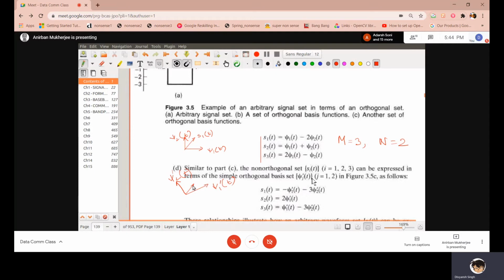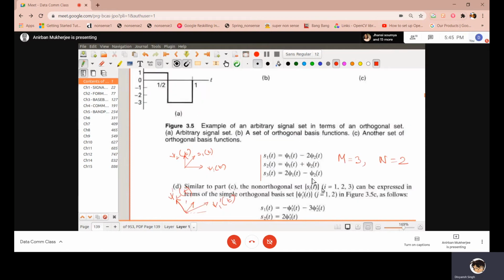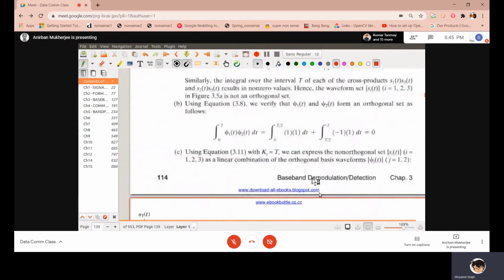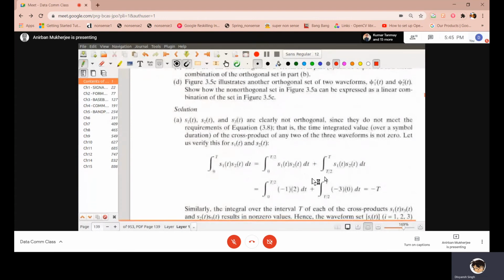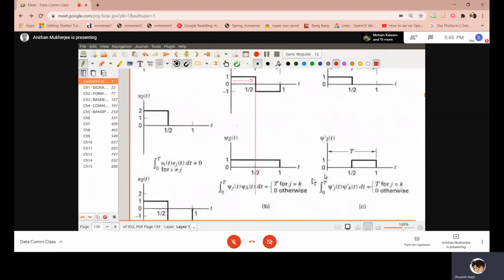So you can get that. So that means that you can break it in different orthogonal sets basically. Okay. And you will get a different A1 and A2. Okay. Now, that means you have got this; they have already done the calculation and all these things.